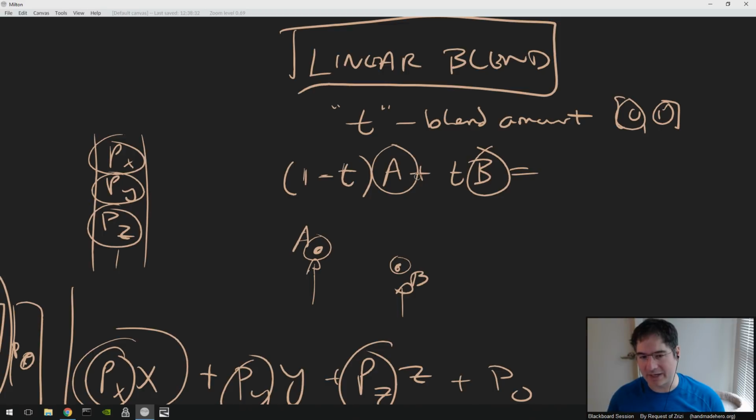And anywhere in between, I am a combination of the 2. If t is 0.5, I get 0.5 here and 0.5 here. I'm right in the middle. If t is 0.25, I get 0.75 here, which means I'm that much closer to A, and 0.25 here. So by setting t to some proportion, I get a linear movement between these 2 points, or anything. Colors, doesn't matter.